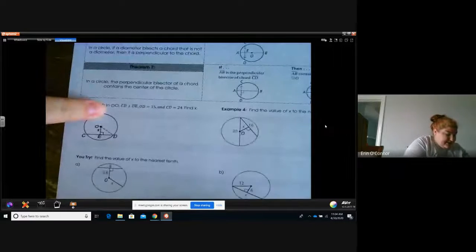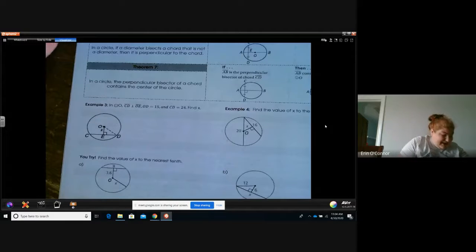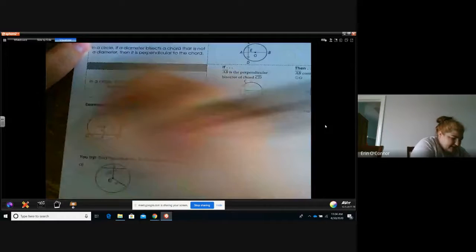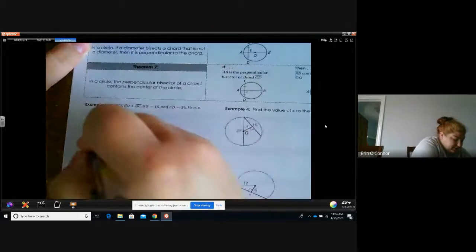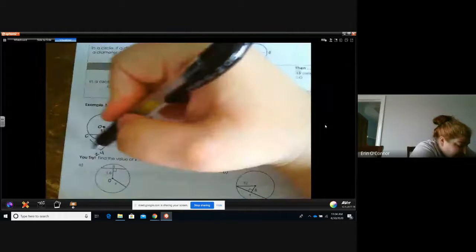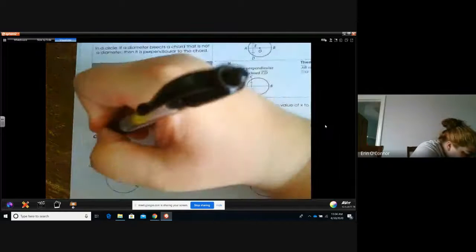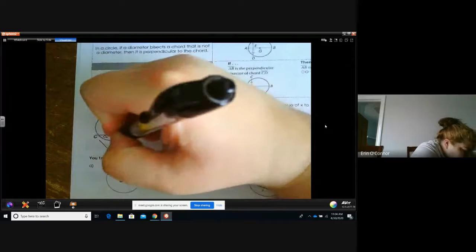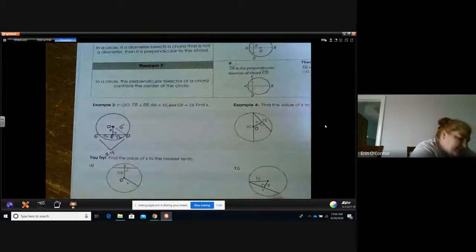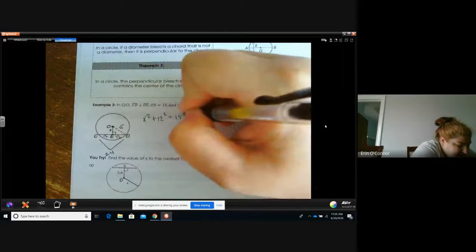In circle O, CD is perpendicular to OE. OD equals 15. Let's write that in. CD equals 24. Find X. Well, if CD equals 24 and this is perpendicular, that means it bisects it. So CE would be 12, ED would be 12. And right now we have a right triangle. So we can bring in Pythagorean theorem. X squared plus 12 squared equals 15 squared.